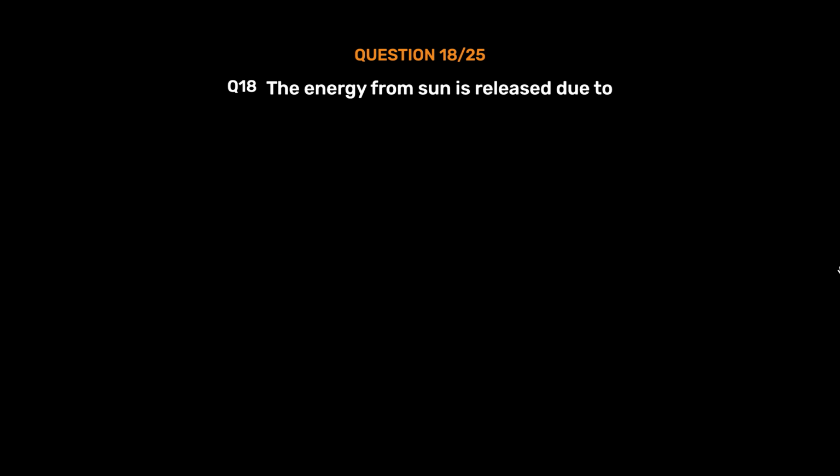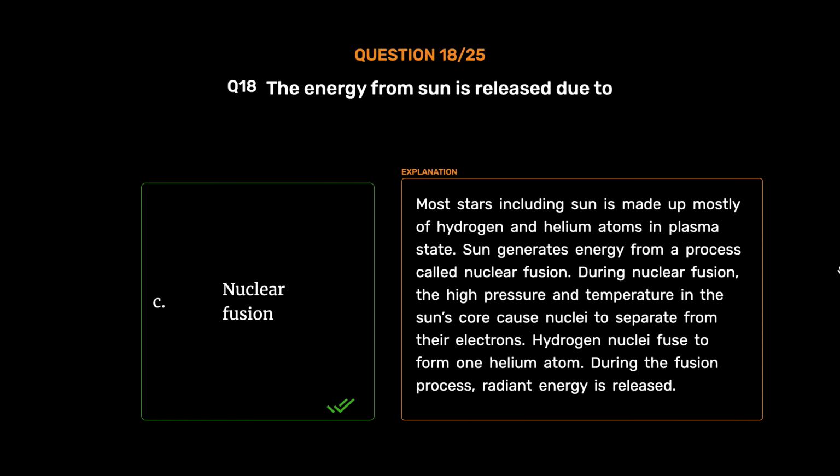Nuclear fusion. Most stars including Sun is made up mostly of hydrogen and helium atoms in plasma state. Sun generates energy from a process called nuclear fusion. During nuclear fusion, the high pressure and temperature in the Sun's core cause nuclei to separate from their electrons. Hydrogen nuclei fuse to form one helium atom. During the fusion process, radiant energy is released.